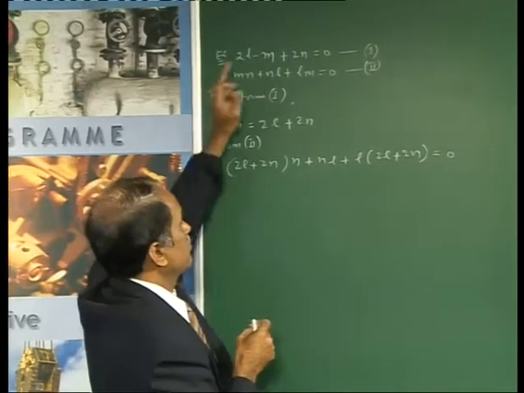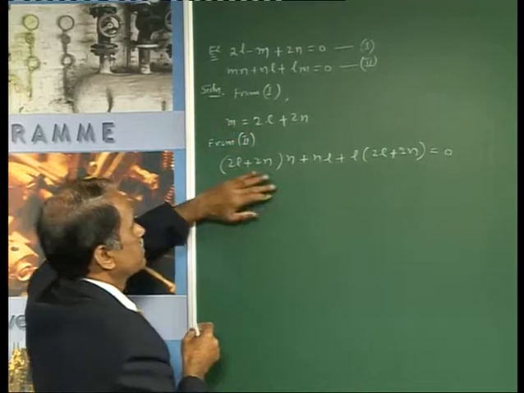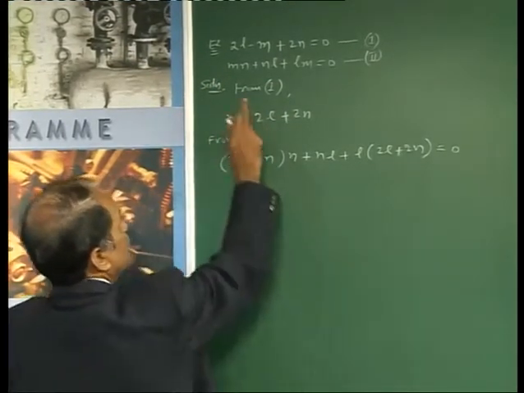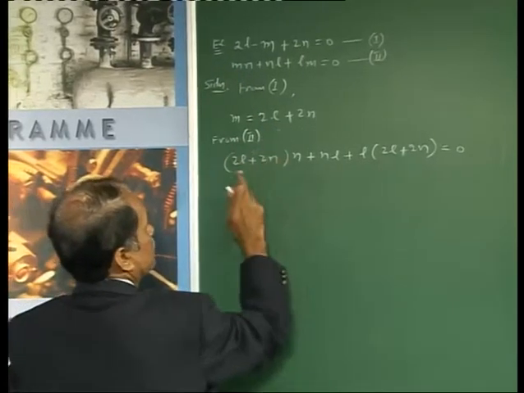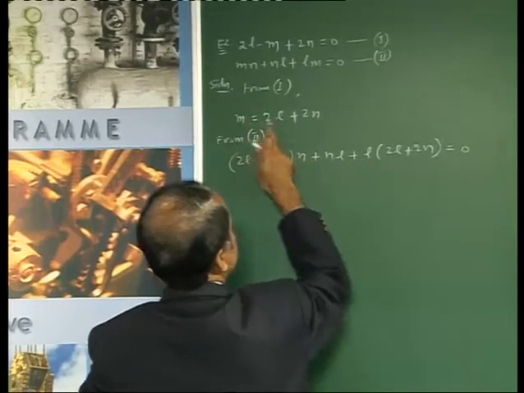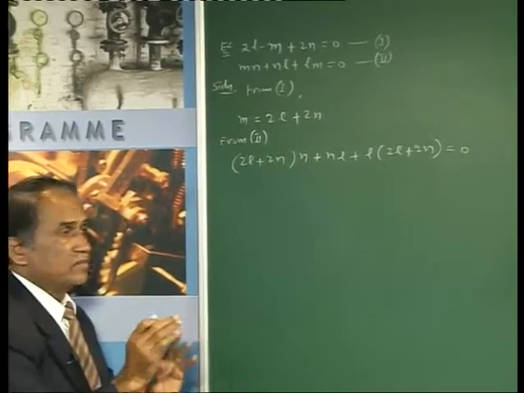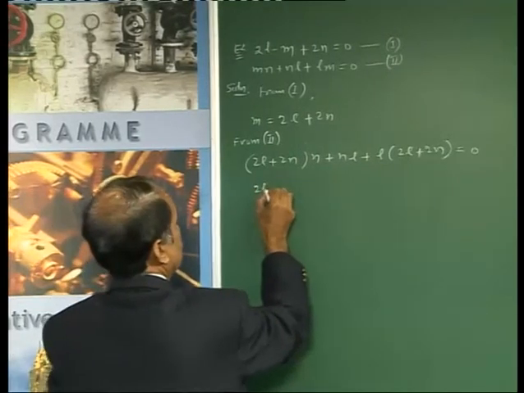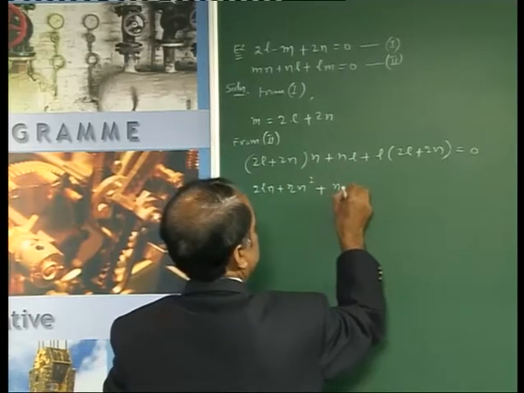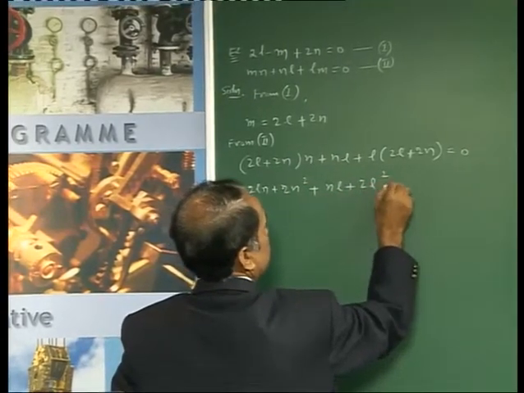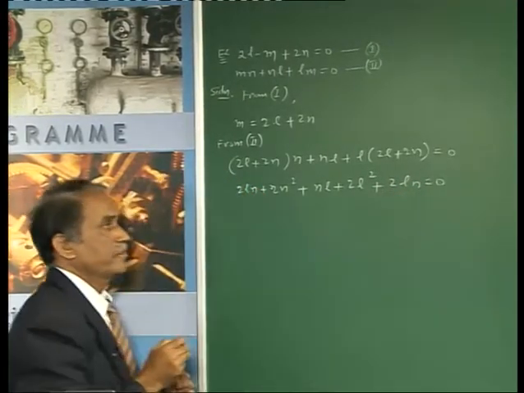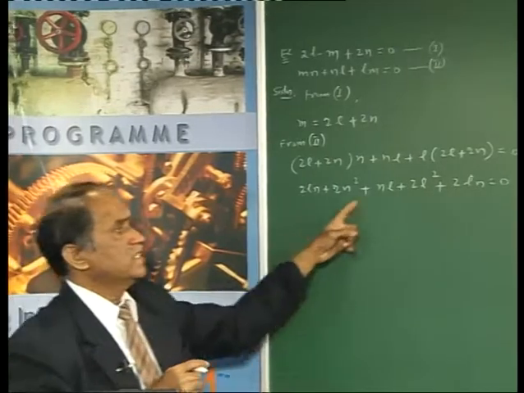I am collecting the value of M from the first equation. I am eliminating M from the second equation by replacing this value, that is, in place of M, 2L plus 2N, plus NL plus L into the value of M. Now, I will simplify this. I will get 2LN plus 2N square plus NL plus 2L square plus 2LN equal to 0.